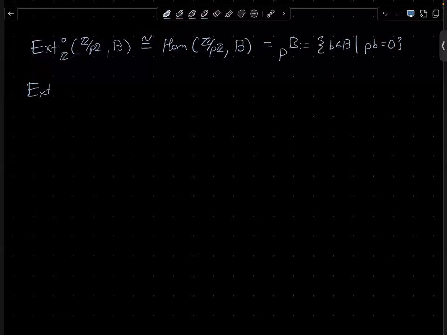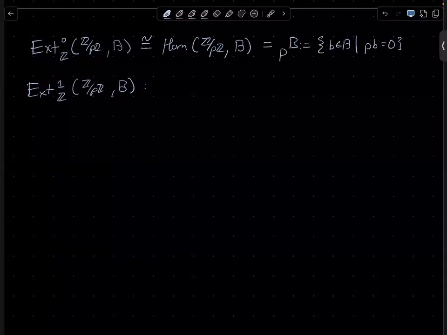Okay, now Ext^1_Z of Z mod pZ with B. What is this? Okay, so now we have to actually use a resolution and calculate something. So we should use a nice resolution of Z mod pZ. Okay, try this one. So 0, Z, multiply by p map, that maps into Z, and then the cokernel of that is Z mod pZ. And that's a surjection. Z is a projective free Z-module. So this is a projective resolution.